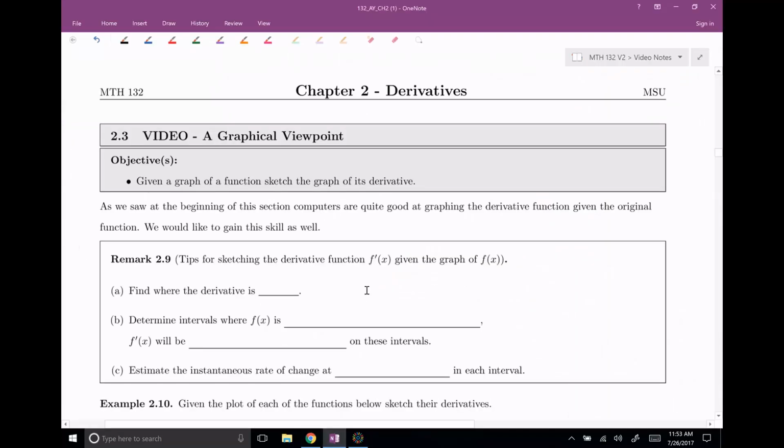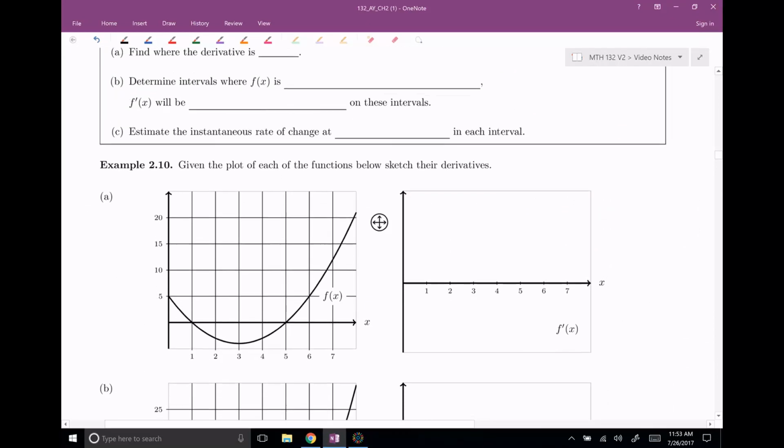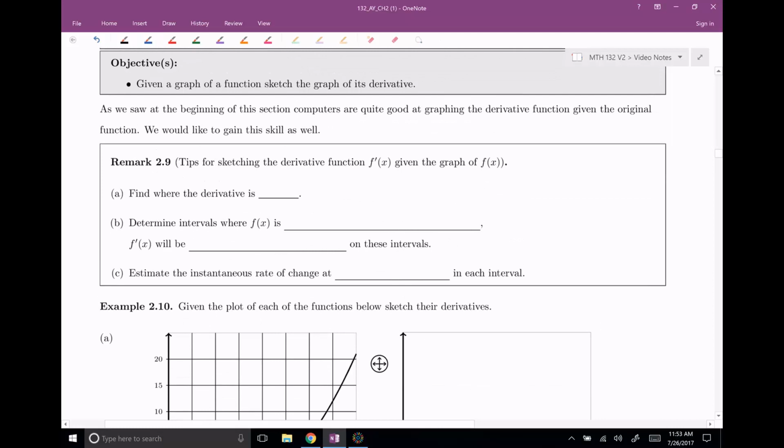And so a kind of example that we're likely to see is something like this here, right? So given the plot of each one of these functions, sketch their derivatives. So I have this function here, and I would like to be able to sketch its derivative. So the claim is that there is a technique that we can follow in order to be able to do this. So let me give you the technique back up here.